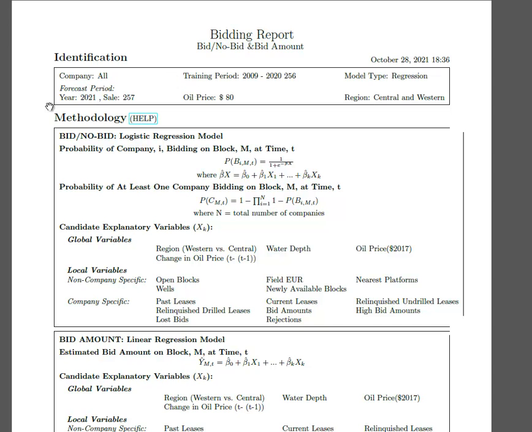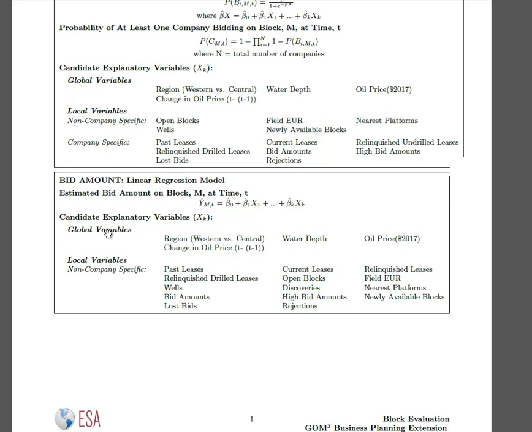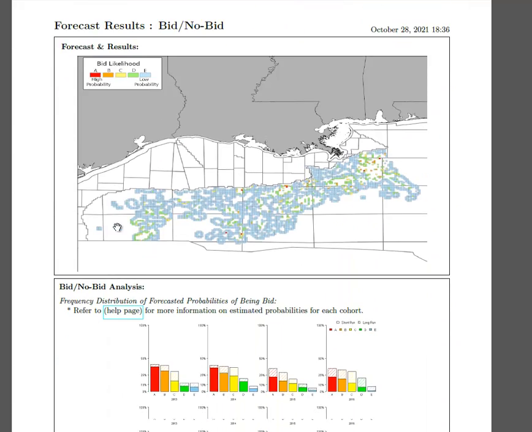The top has some general information, parameters that you entered, what price of oil you used, the training period, things like that. Here's some model information. There's the formulas we're actually using behind the scenes, but the variables might be important to you. You can actually see what variables are going into this model. Same thing for the bid amount. And then a map of the results.